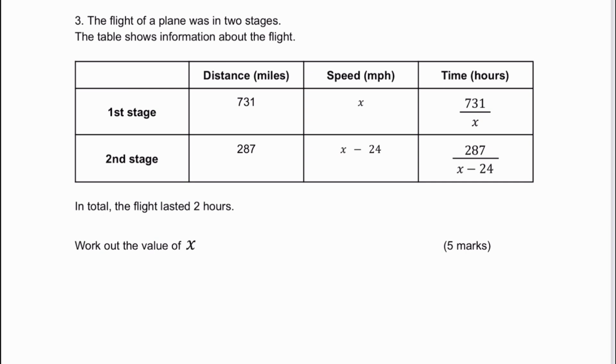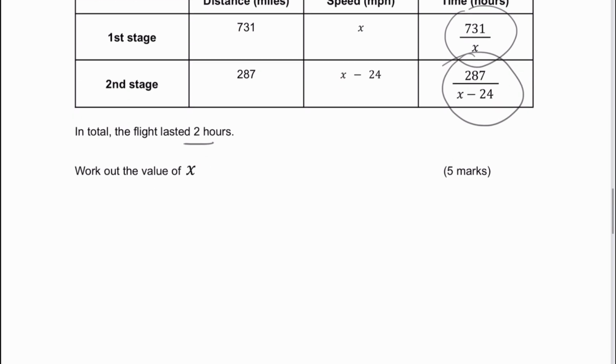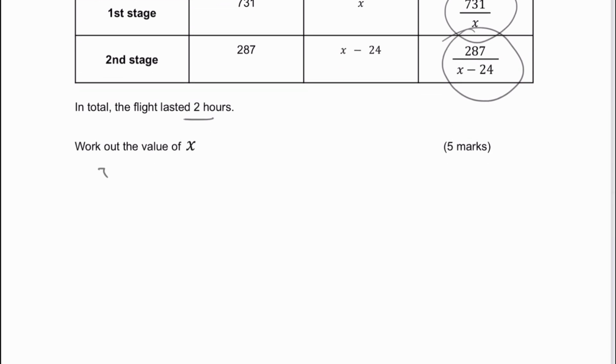Okay, so here we are on question number 3, and we've got quite a lot of information there about the flight of an aeroplane. In total, it says, however, the flight lasted 2 hours, and what we're being asked to do is work out the value of x. Well, basically, this plus this is going to equal 2. So really it's going to be a case of solving for x. So what we end up with is 731 over x plus 287 over x minus 24, and that all equals 2.